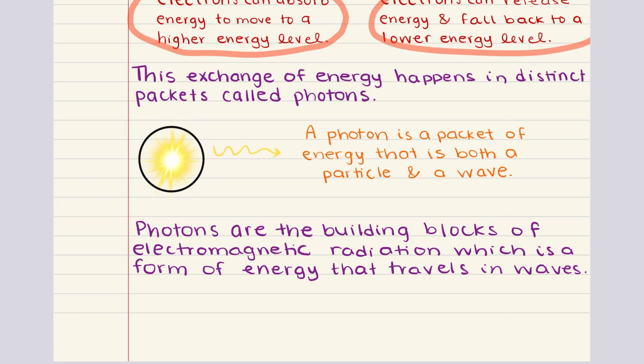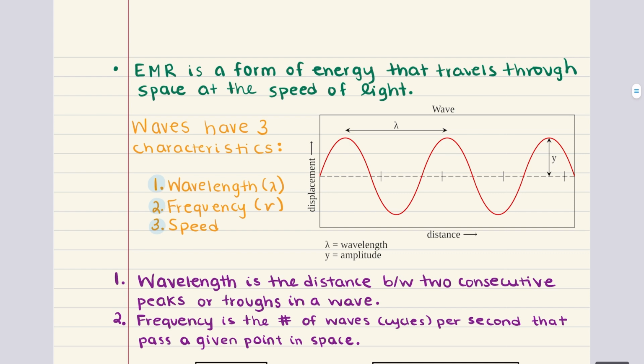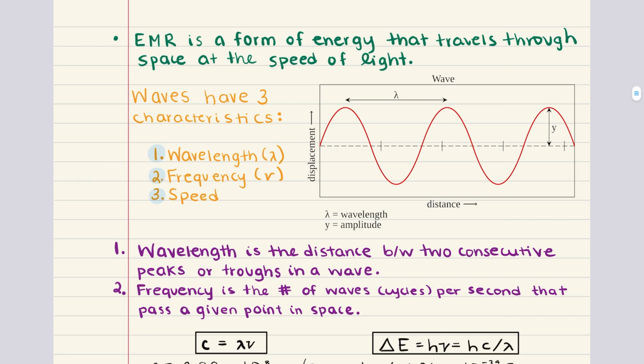Now that we've discussed photons and their role in the particle-like behavior of electromagnetic radiation, let's move on to the concept of waves to understand the wave-like behavior of electromagnetic radiation. Electromagnetic radiation is a form of energy that travels through space at the speed of light, which is approximately 2.99 times 10 to the 8 meters per second. Now, in the course you're taking with me, we can approximate this to 3 times 10 to the 8 meters per second when we carry out our calculations.